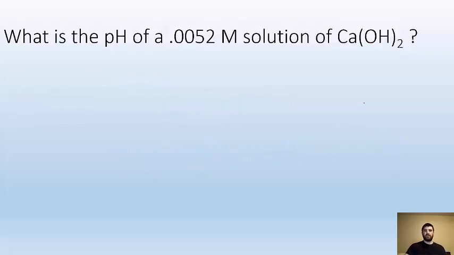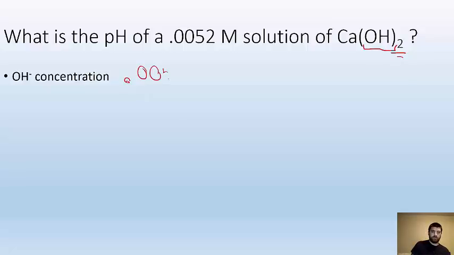So let's look at another one. What is the pH of a 0.0052 molar solution of calcium hydroxide? The first thing is to figure out the OH minus concentration. Now I'm looking, it's calcium hydroxide. I get 2 hydroxides from this strong base. So the OH minus concentration is going to be 0.0052 times 2, and I'm going to get 0.0104, if I did that math right in my head.